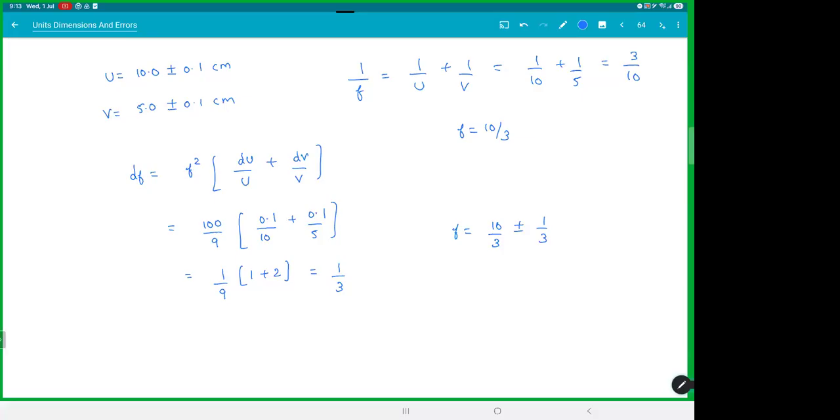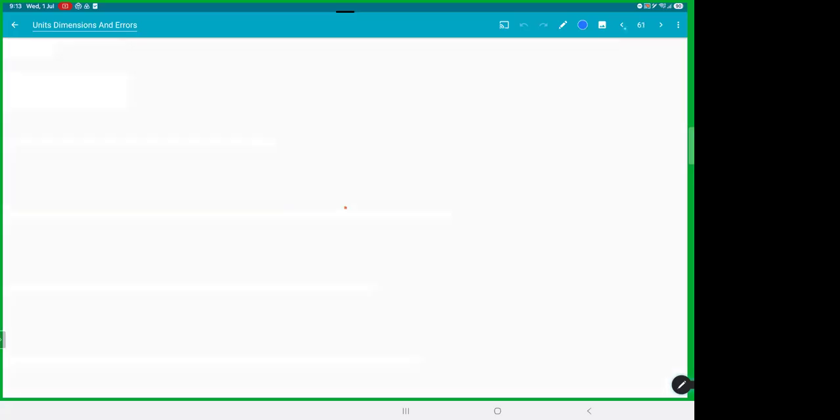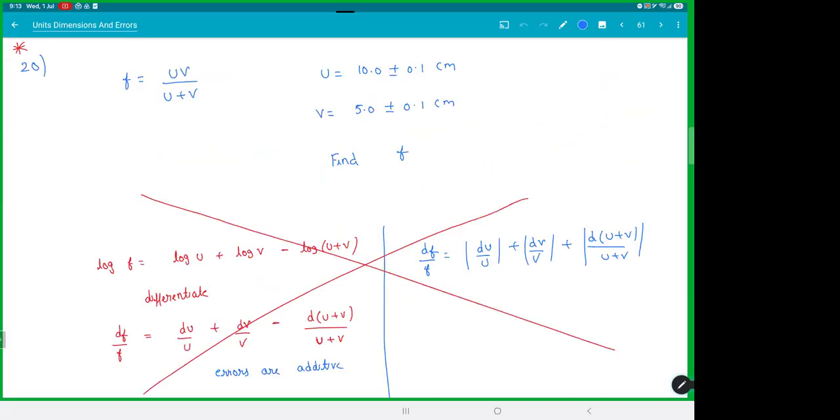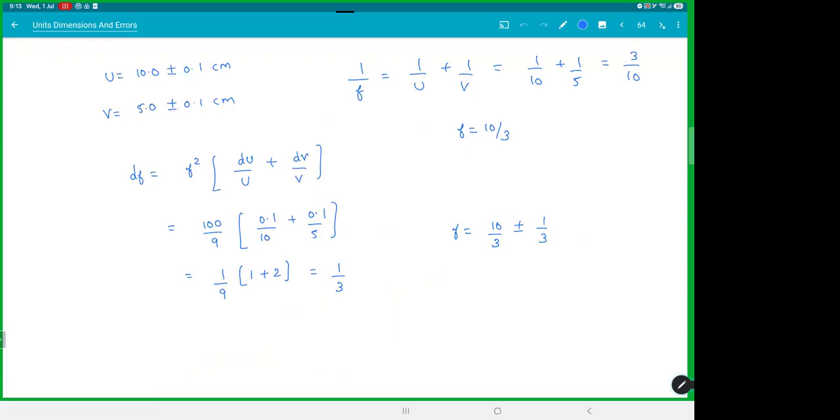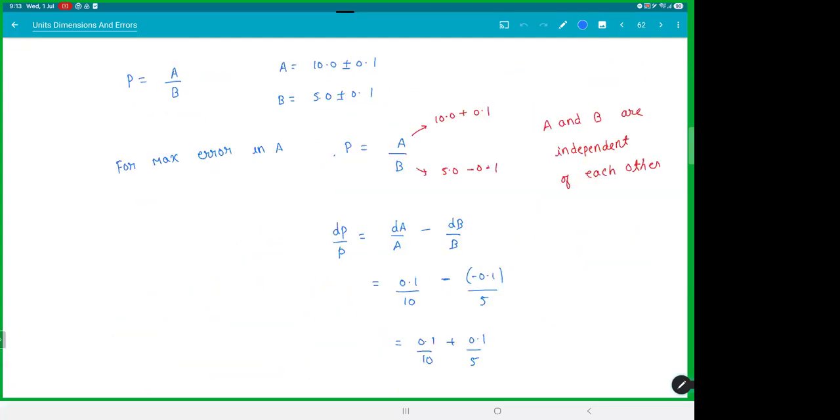Clear with this? If you do it the other way, you'll get a wrong answer. You cannot take u and v as one term and u plus v as one term. They depend on each other. Clear with this process? Great. So keep this in mind. These are dependent errors. So let's see one last one on this.